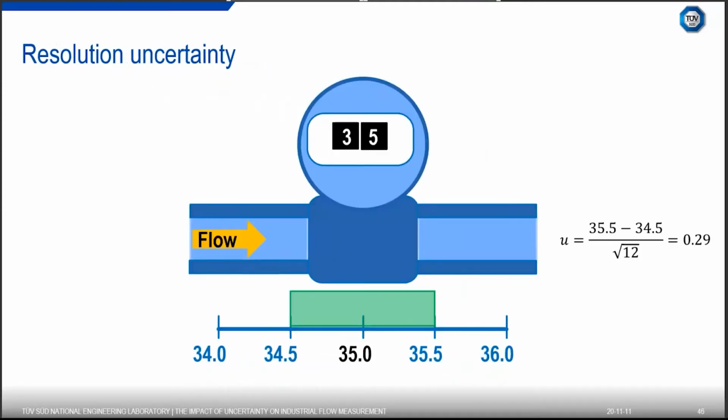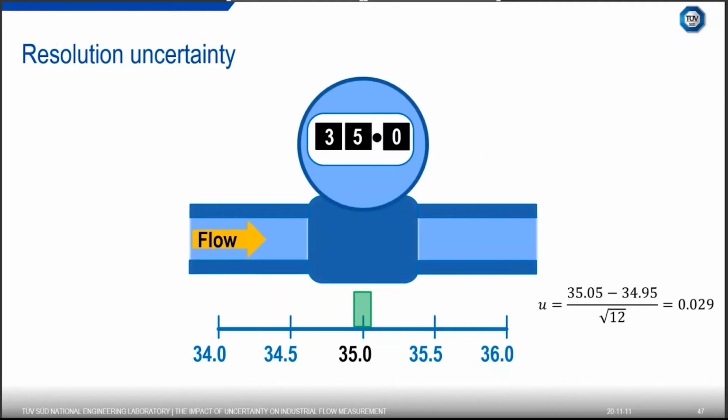So taking resolution uncertainty as an example, if we have some flow meter, its resolution uncertainty is just the two significant figures with no decimal places. Really, the value here could be anywhere between 34.5 and 35.5, and it would still read 35. It's no more likely to be at 35 than 34.5. So in this case, we would assume a rectangular distribution and calculate our standard uncertainty through this method. As you can see here, we've got our upper limit, our lower limit, and divided by root 12 to get our standard uncertainty in the resolution.